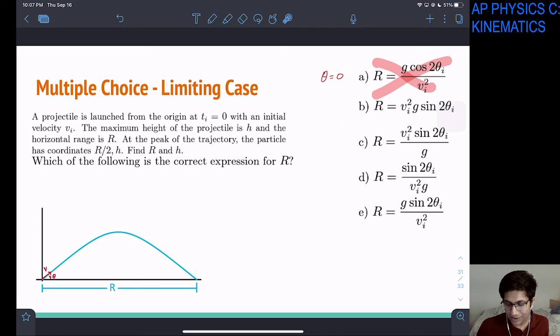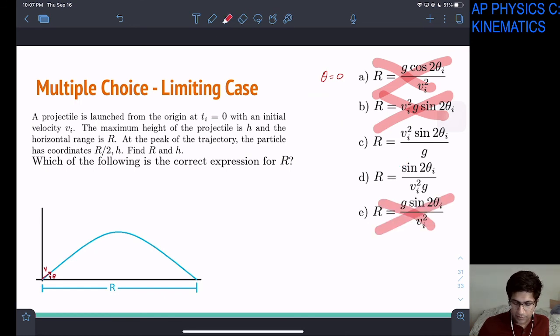if it's in the denominator, as G gets to 0, R will go to infinity, right? If you think about the limiting case, if G is like 0.0000001, then this fraction here is going to become really, really big. R is going to become really, really big. That makes sense to me. So we want our G to be in the denominator. So it's not going to be B, and it's not going to be E either.